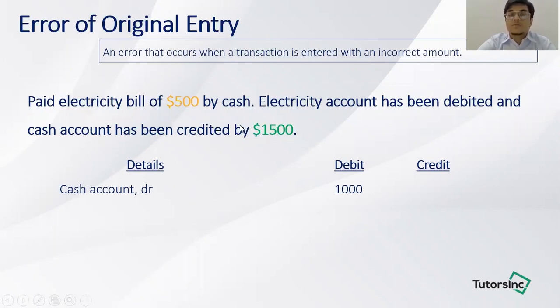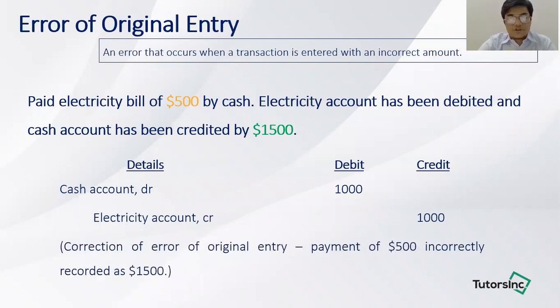So cash account was supposed to be credited, which now needs to be debited. Reverse. So the same treatment will take place for the electricity account. Electricity account will be credited by $1,000 since electricity account was debited. To reverse this, we need to credit the account and the difference amount is $1,000. And in this case, the narration is going to be correction of original error of original entry, payment of $500 incorrectly recorded as $1,500.